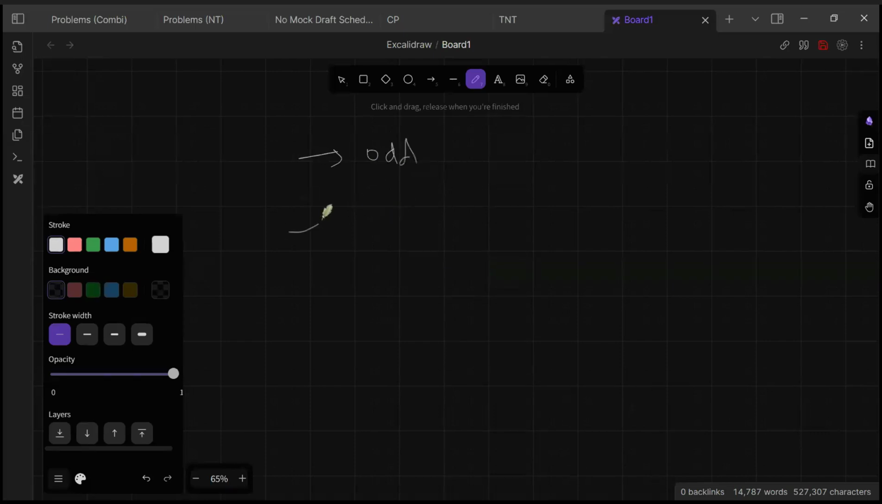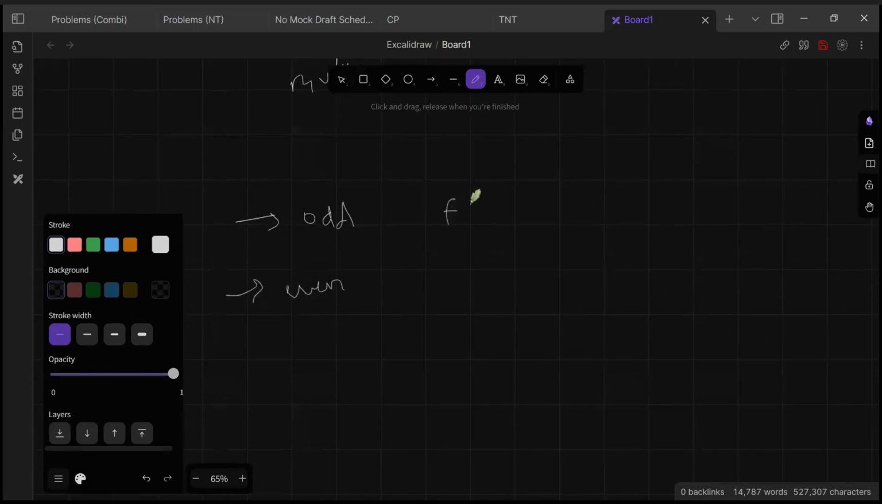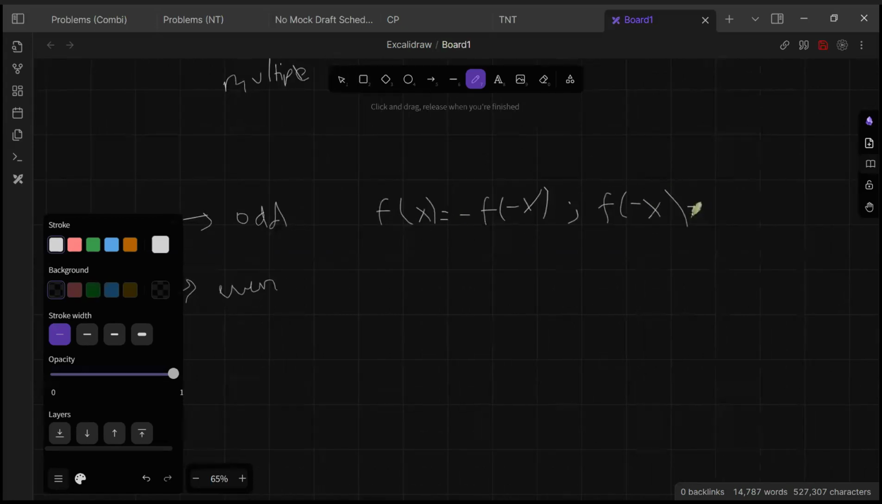Odd and even is another categorization of functions. Odd means f of x is equal to minus f of minus x. Or I can rephrase this as f of minus x is equal to minus f of x. This is just an ease of access thing.